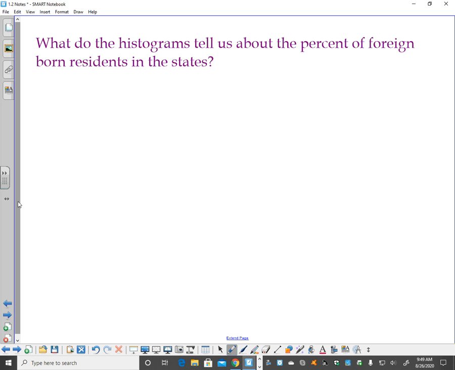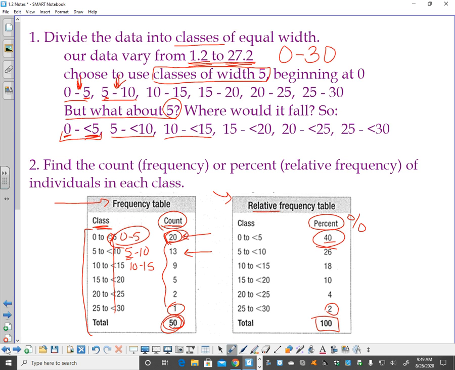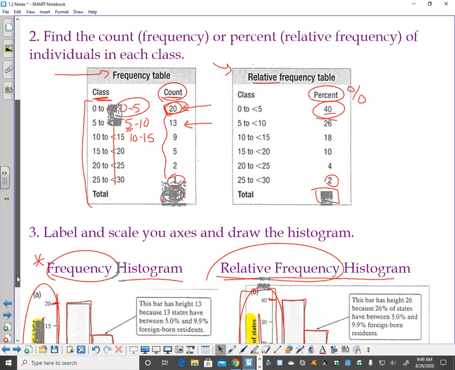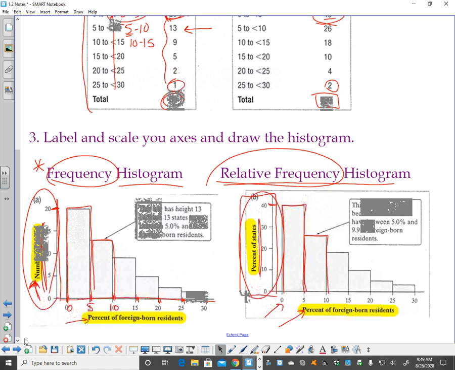Okay, so I'm going to go back to the pictures, and I'm going to talk you through it, and you pause as you need and write. Okay, so the shape. I would say that this distribution is definitely skewed right. It is unimodal.